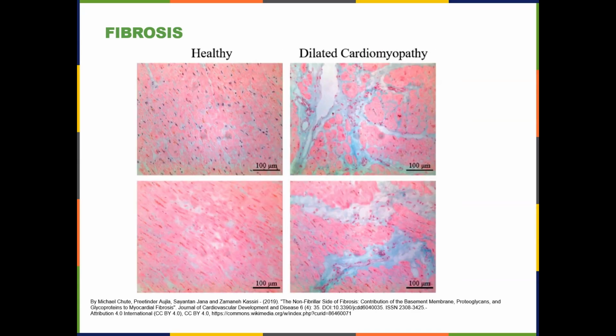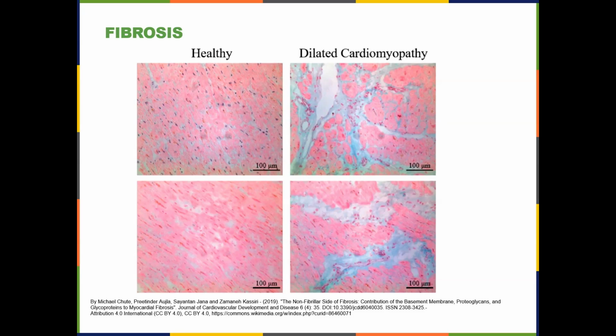Cardiac muscle found within the heart is another example of a tissue that is not very good at regeneration and tends to instead have fibrosis replacing damaged cardiac muscle.